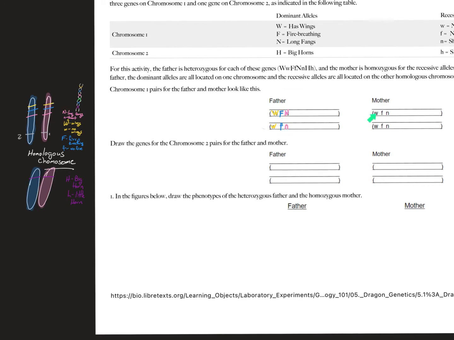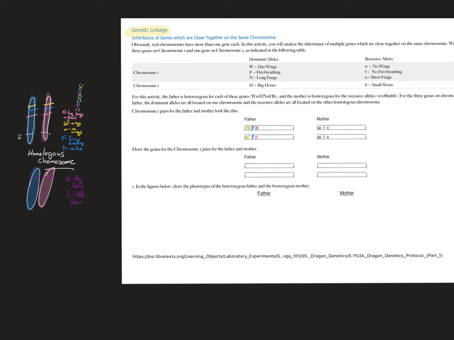And the mom is little w, little f, and little n. So the genotype of the father is heterozygous for all three, and the mother's homozygous for all three, homozygous recessive. The other interesting thing is that they're very close together, so these are linked. They're not going to independently assort. Again, this is where Mendel got lucky, because the genes he studied were far apart. Number one, they only coded for the one trait, so whatever they coded for impacted that trait directly.